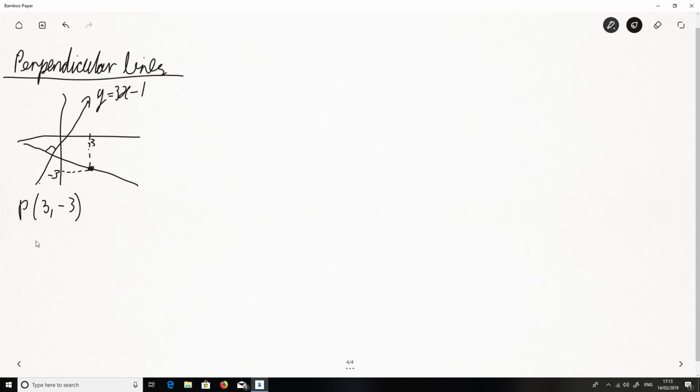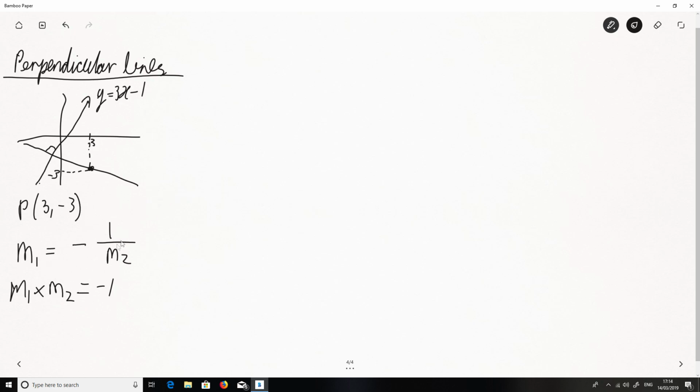So for perpendicular lines, m1 equals minus 1 over m2. So this is called the negative reciprocal. So you can also think of it as the product of these two gradients, m1 times m2, is equal to minus 1. The two gradients can be multiplied together to make minus 1. I prefer to keep it in this form because this is the form we need to solve it in.